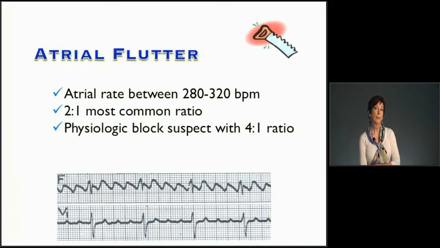So if you have a ventricular rate of 150, 2 to 1 flutter, because your atrial rate is more than likely around 300.